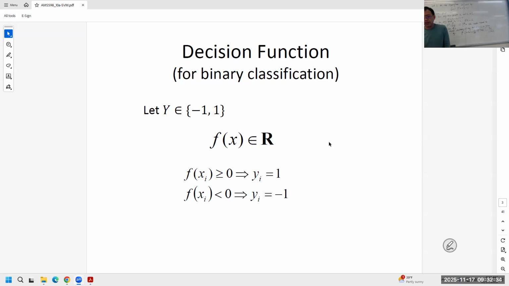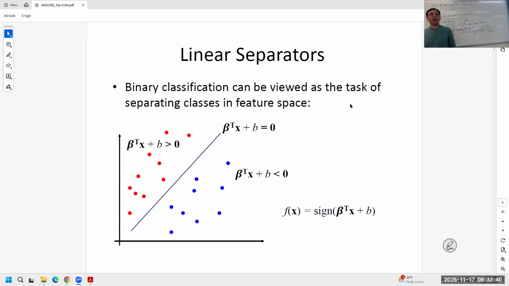So in the last class, we started to talk about the SVM, support vector machine. The idea behind the SVM, at least the original motivation, is we try to find a linear separator, which is basically just a linear line that can separate two groups of the objects.